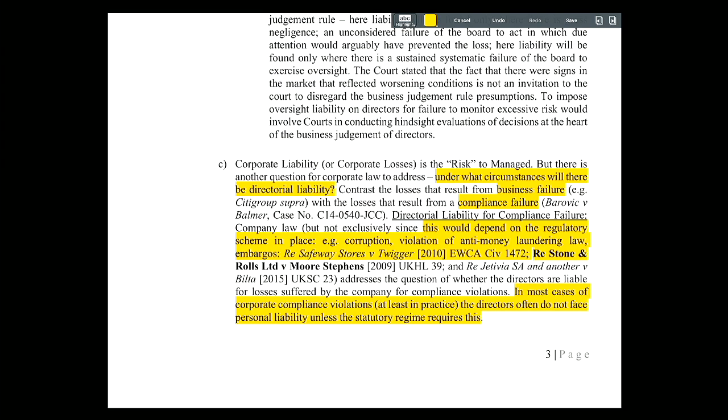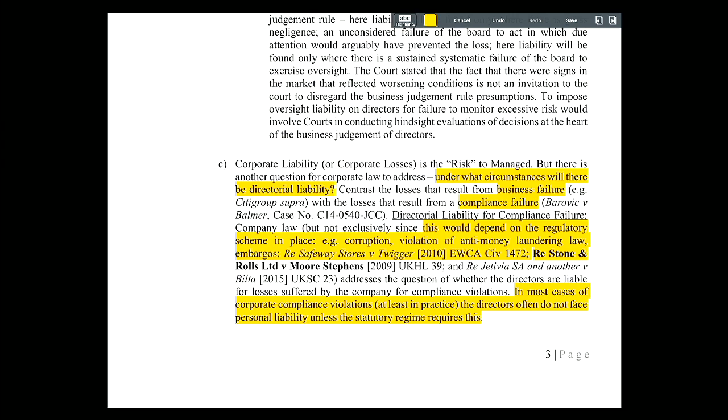Now, at a policy level, what this means is that it's the workers and employees, the workers, that take the hits. Do you get the point? You see, so if you read Safeway Stores and Twigger, there are two ways you can read that case. There are three ways you can read it, actually.